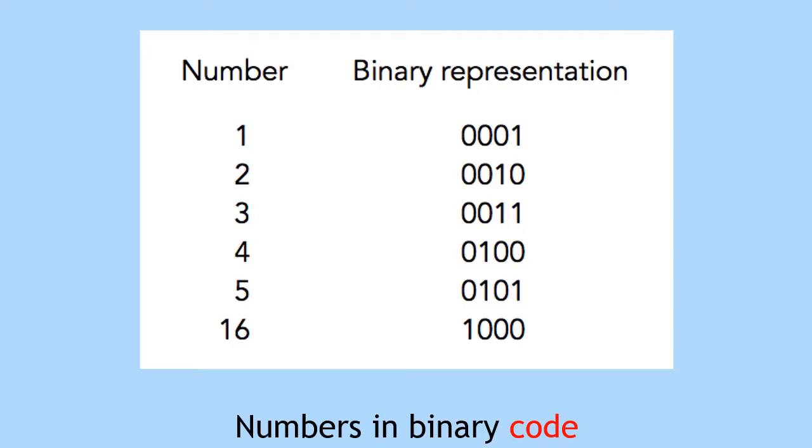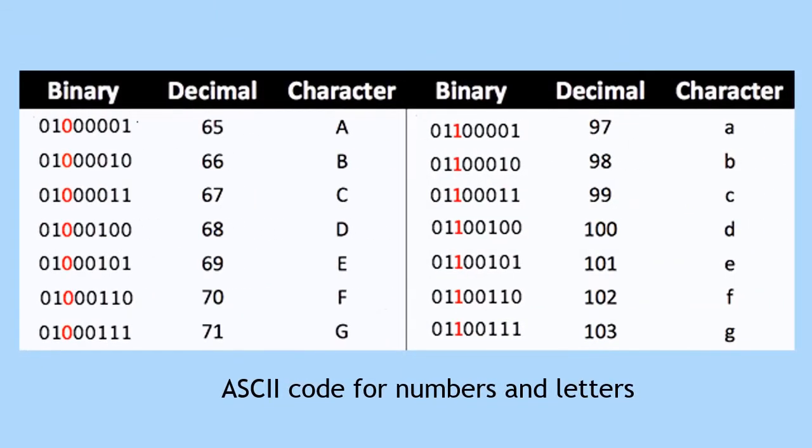But what do we do with letters? The answer is that we assign a number to every character, and that number is translated into binary. So, for instance, the capital letter A is a 65, which in binary is 01000001.